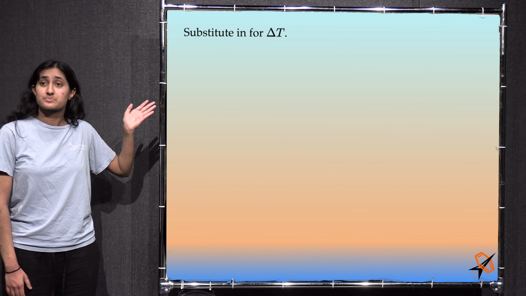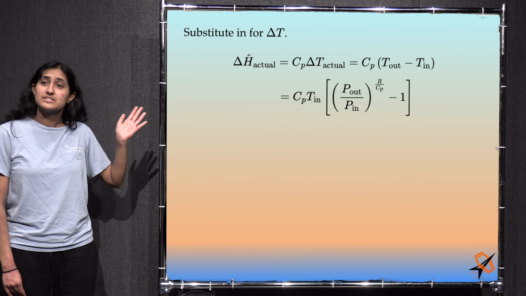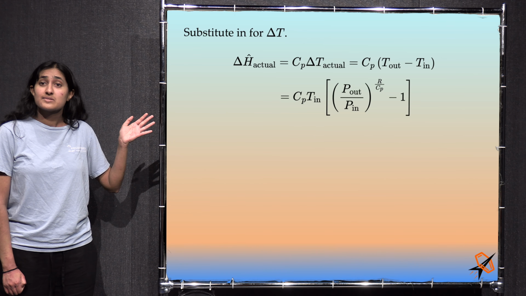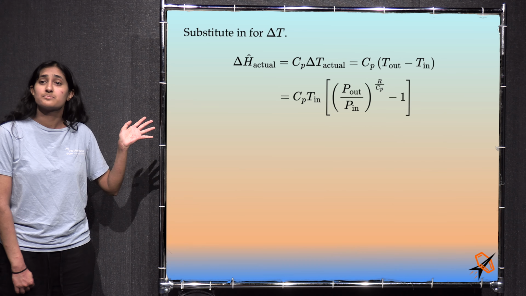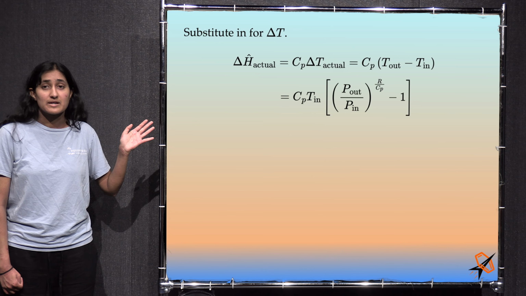We can substitute in that expression for the delta T in our enthalpy relationship. Delta H hat equals C sub P delta T again. We're assuming that C sub P is a constant and not a function of temperature. We have C sub P times T out minus T in. Then substituting in our earlier expression, we have C sub P T in times P out over P in to the R over C sub P power minus 1.